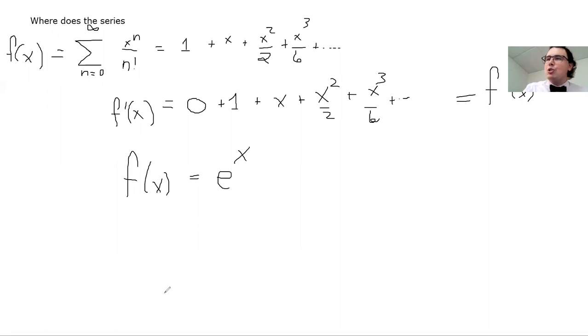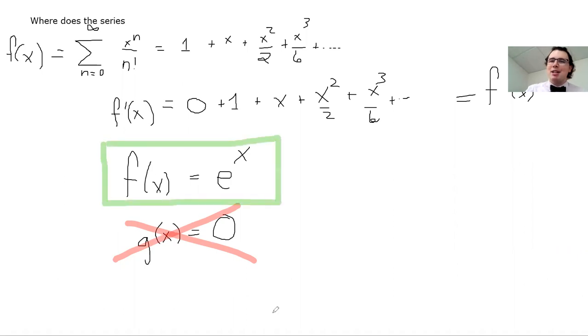And only two functions are their own derivatives. One of them is f of x equals e to the x, and the other one is g of x, which is just 0 everywhere. And this is not the 0 function we care about here. So this power series is its own derivative. And for that reason, this power series describes the exponential function.